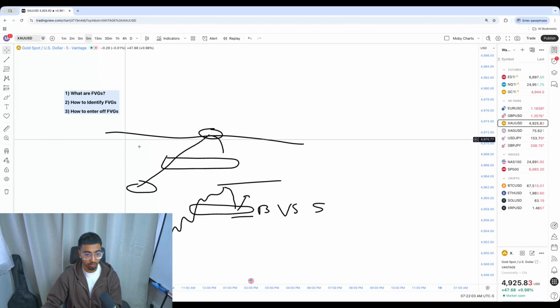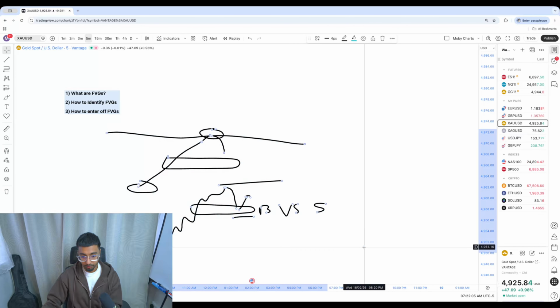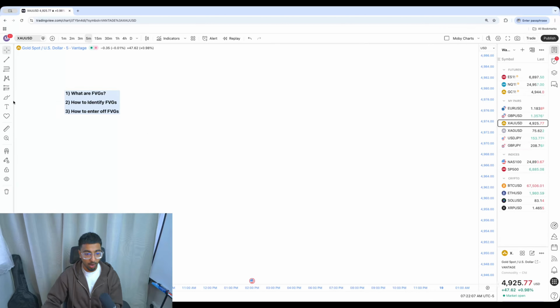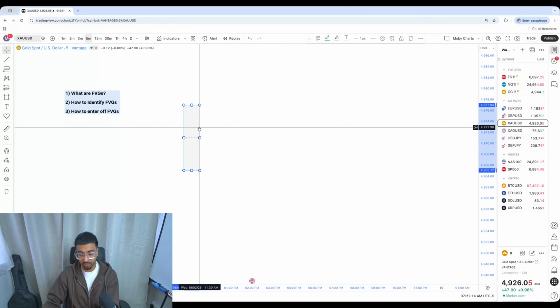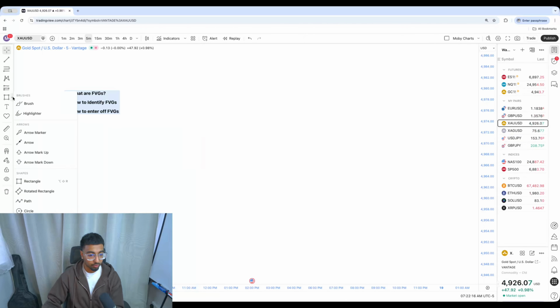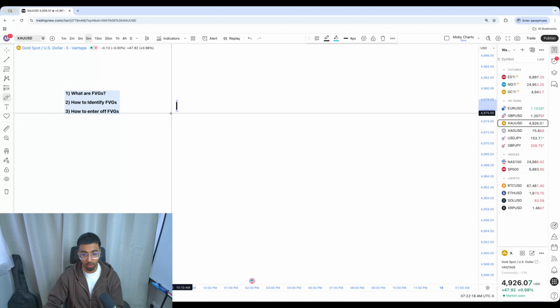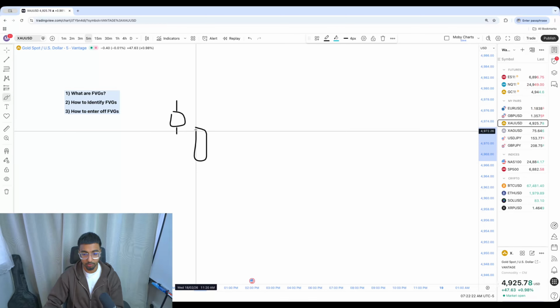Okay, so let's just delete all of this. I'm going to try my best to draw this as well as possible. I was going to get out my rectangles, but actually, no, I'm going to draw this out freehand. Let's do it. So we've got three candlesticks, okay? Fair value gaps are basically a three candlestick pattern.